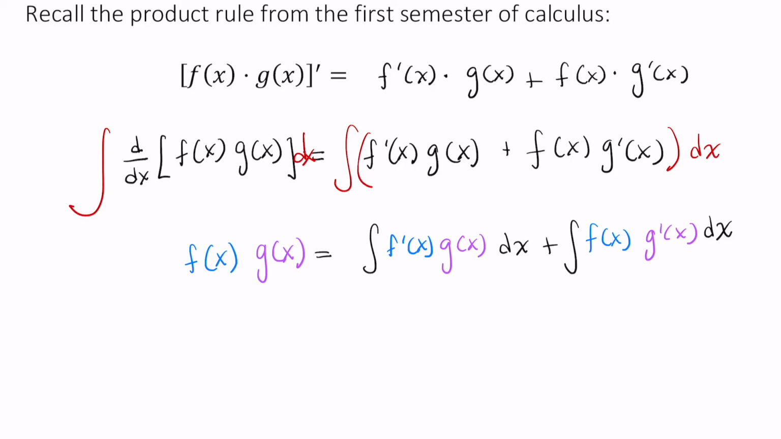Well, integrating both sides and also ignoring things like constants right now, I end up with the product of f and g equals the integral of f prime times g with respect to x plus the integral of f times g prime with respect to x. So let's rewrite this a bit. And what I mean is let's subtract the integral of f prime of x, g of x, dx from both sides.